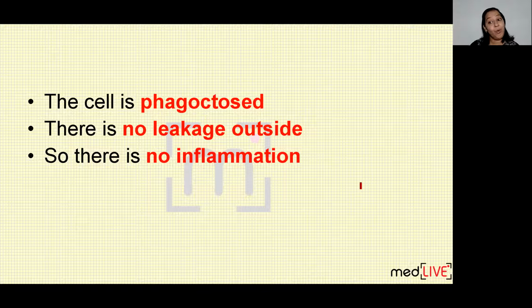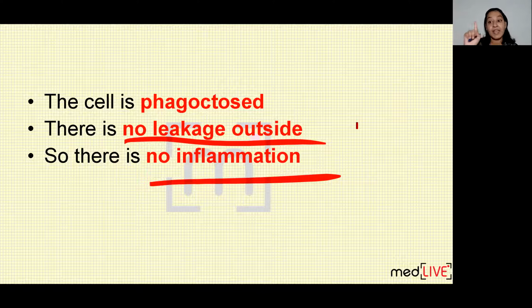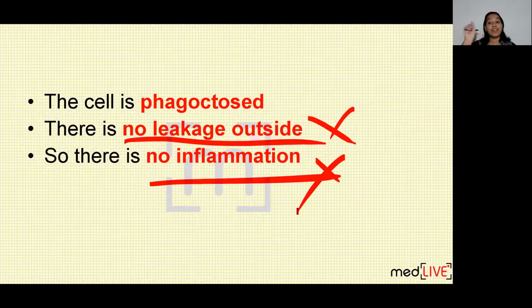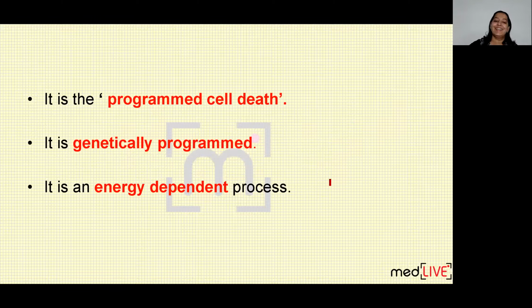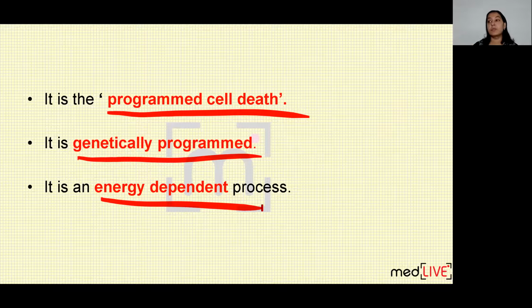Correct. But in this whole process, there is no leakage outside, so there is no inflammation. This is a very important difference from necrosis, which is another type of cell death. In necrosis, there is leakage, so there is inflammation. But in apoptosis, there is no leakage, so there is no inflammation. Mark it. Make a 5-star on it. Correct. So apoptosis is a programmed cell death. It is genetically programmed and it is energy dependent. If a cell wants to commit suicide, ATP has to be consumed by the cell. Death is also not free in this world, correct?